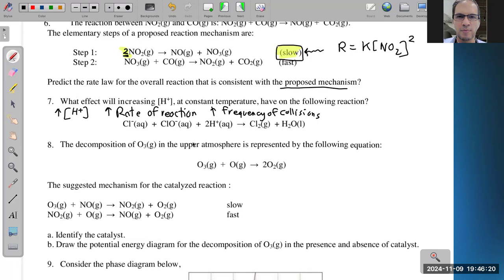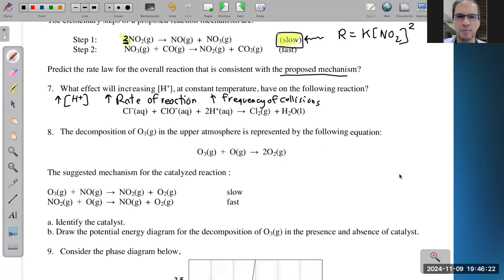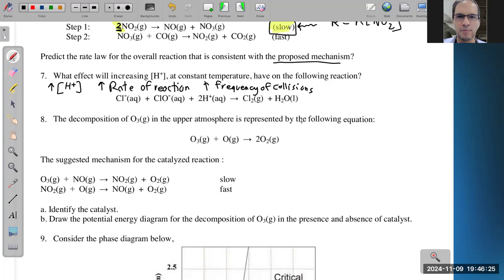The decomposition of O3 in the upper atmosphere is presented by the following equation. The ozone reacts with oxygen to form oxygen gas. The suggested mechanism for the catalyzed reaction is these two steps. Step number 1 is the slow step, and the fast step is the second one. What is the catalyst? Let's remember together. There are four things that we should know: the catalyst, the intermediate, the reactant, and the product.